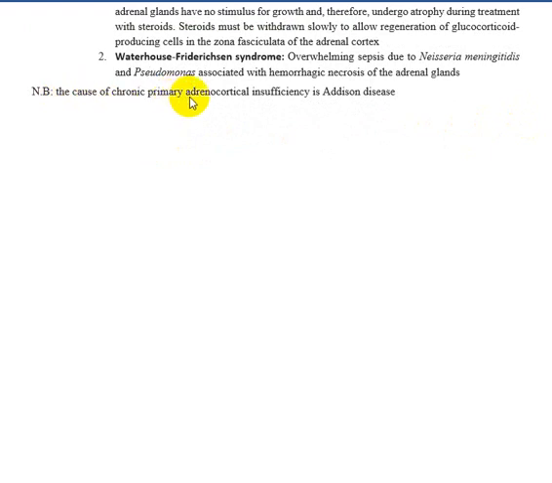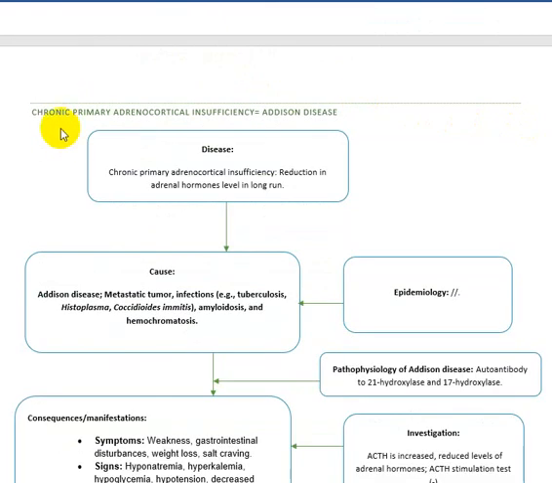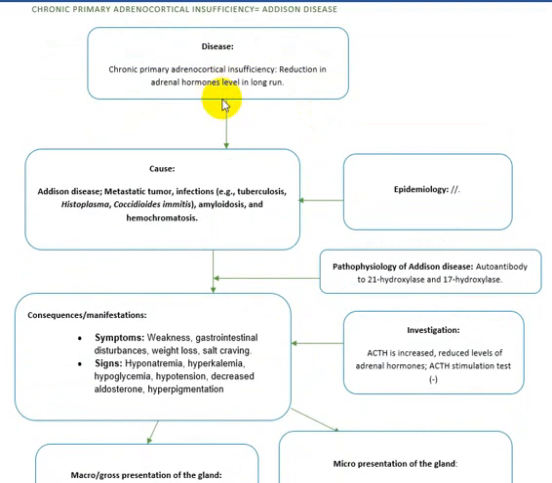Note: the cause of chronic primary adrenocortical insufficiency is Addison disease. Initially we said that all the hypoadrenalism is divided into primary and secondary. The primary is divided into acute and chronic. We have already seen the acute. Now for the chronic part, chronic primary adrenocortical insufficiency is also called Addison disease. So now let's speak of Addison disease.